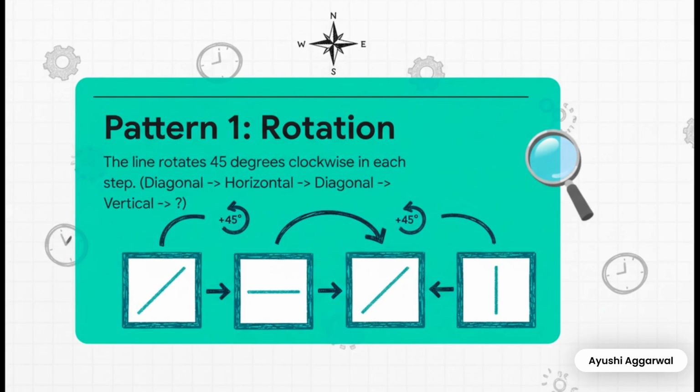Just focus on the line. In the first figure, it's diagonal. In the second, it's horizontal. In the third, it's the opposite diagonal. And in the fourth, it's vertical. Can you see it? The line is rotating 45 degrees clockwise in every single step. So in the next step, it's going to rotate another 45 degrees.